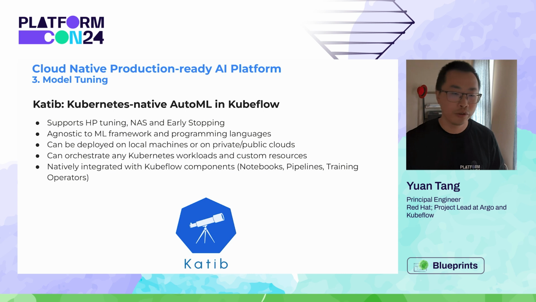Next is the model tuning component, and Katib is one of the core projects in Kubeflow that supports hyperparameter tuning, neural architecture search, and early stopping. It is also agnostic to different machine learning frameworks and different programming languages. And because it's built on top of Kubernetes, it can be deployed anywhere from a local machine to private or public clouds, and it can natively integrate well with other Kubeflow components like notebooks, pipelines, training operators, and so on.